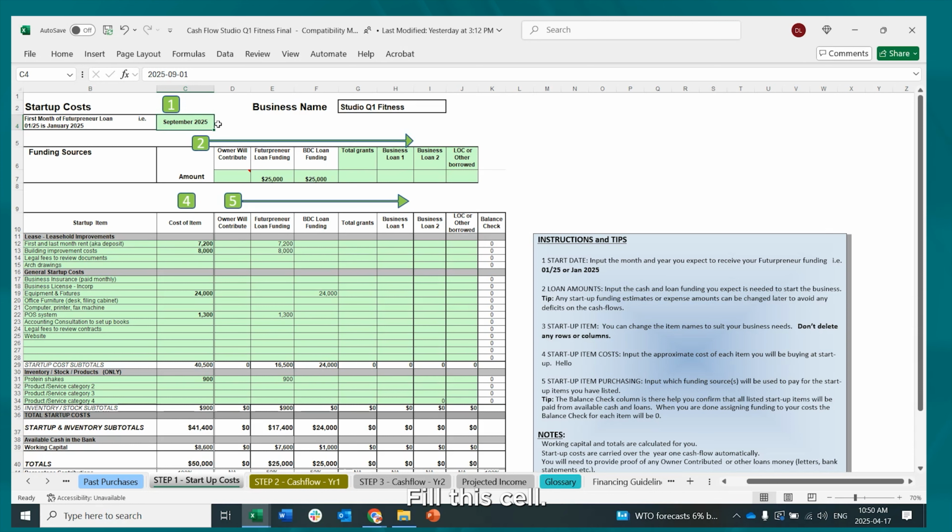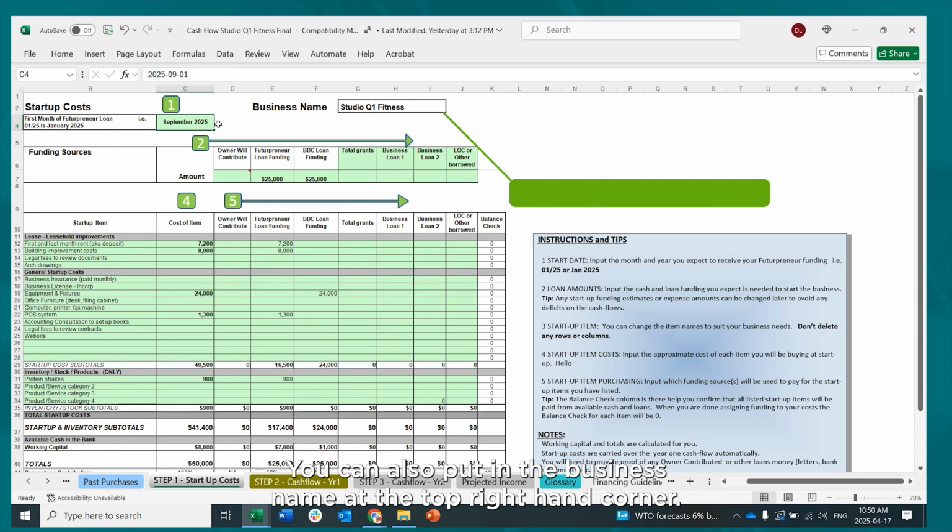Fill this cell. Write the month in full and the year. You can also put in the business name at the top right-hand corner.